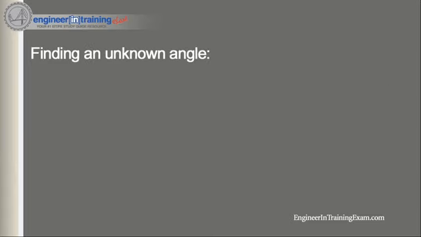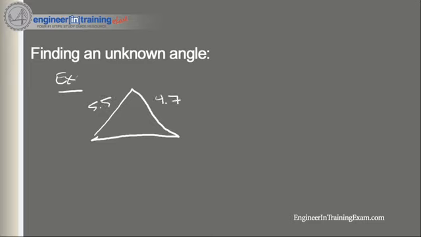So what if we want to find an unknown angle? In all these previous examples, we kind of just used the law of sines to determine unknown sides, but we can also use the law of sines to find the unknown angle. So let's look at another example here. Let's say we have a triangle, and let's say we know this side is 5.5, we know this side is 4.7, and we know this angle is 63 degrees. So what we want to do is find angle B.